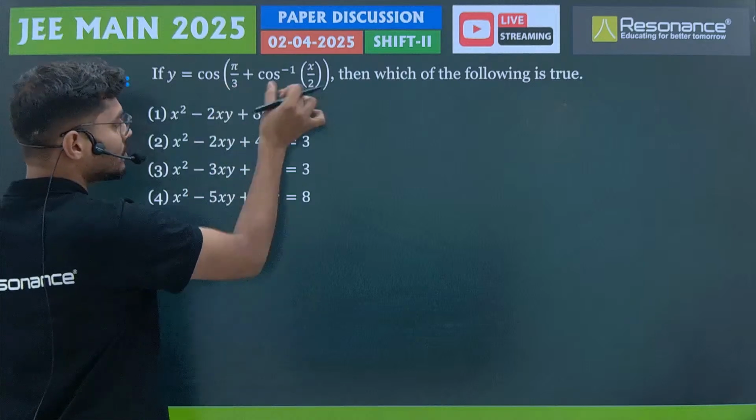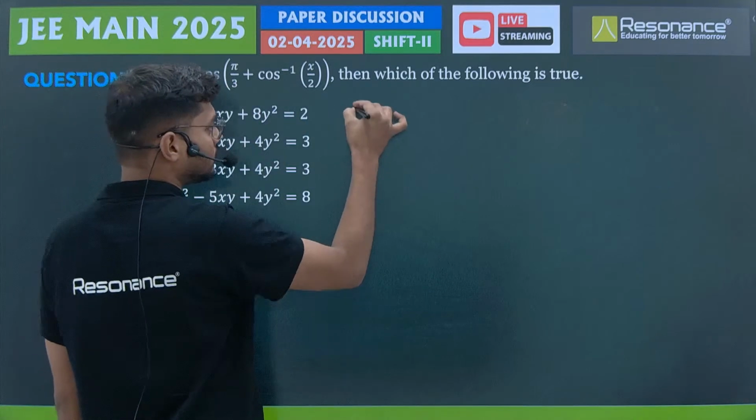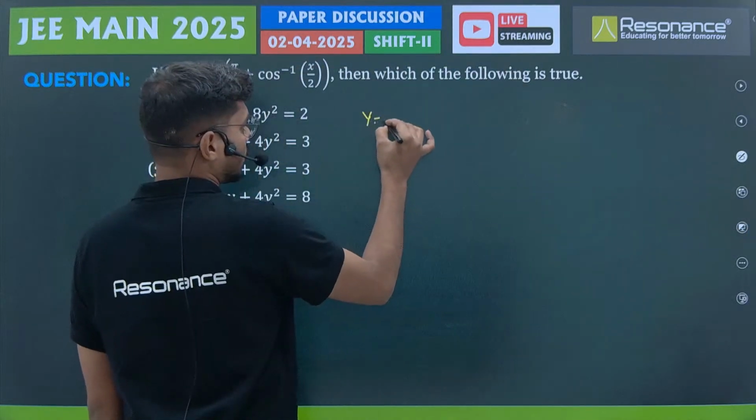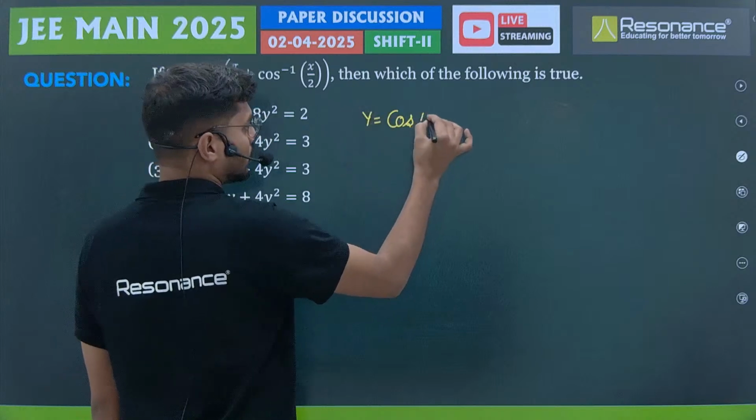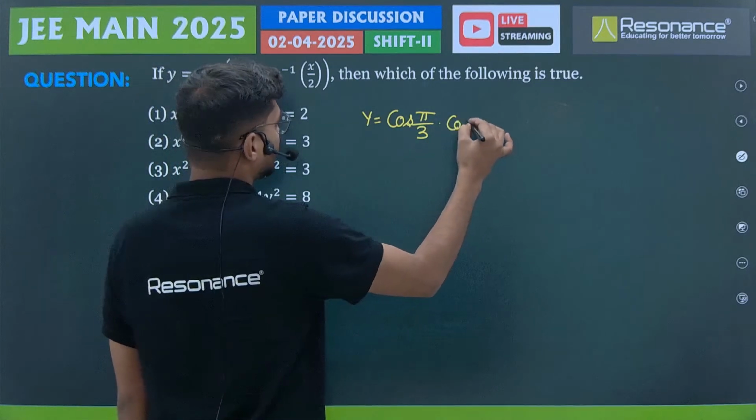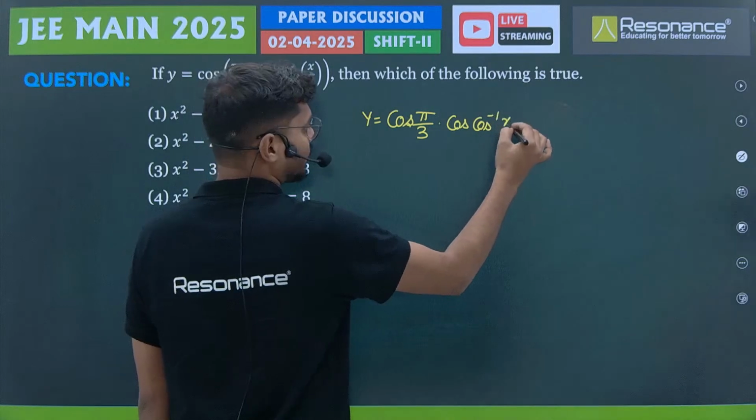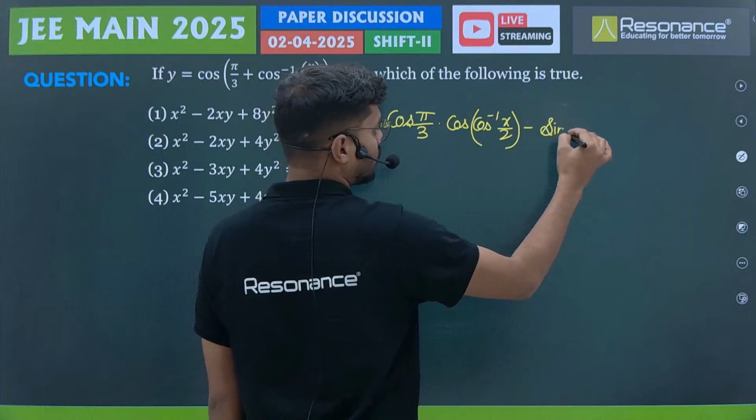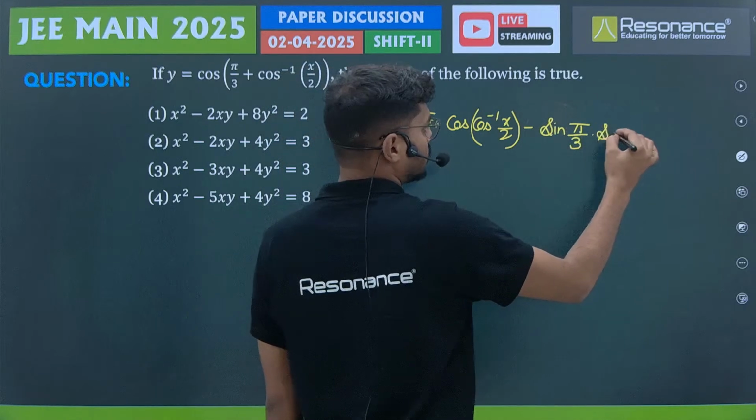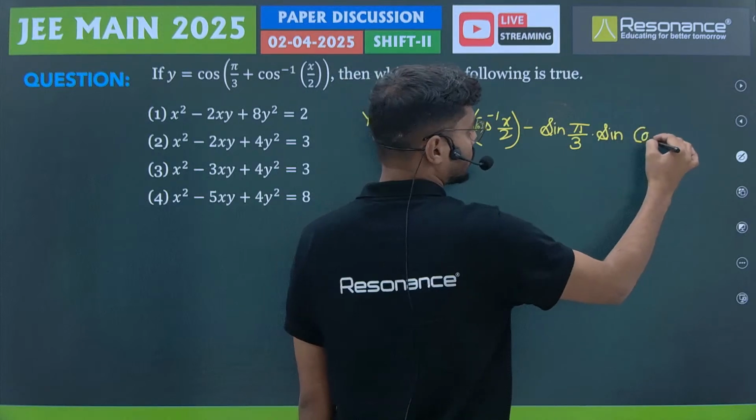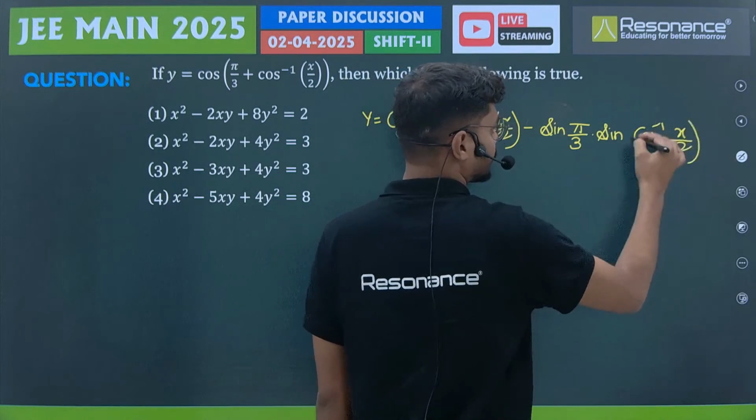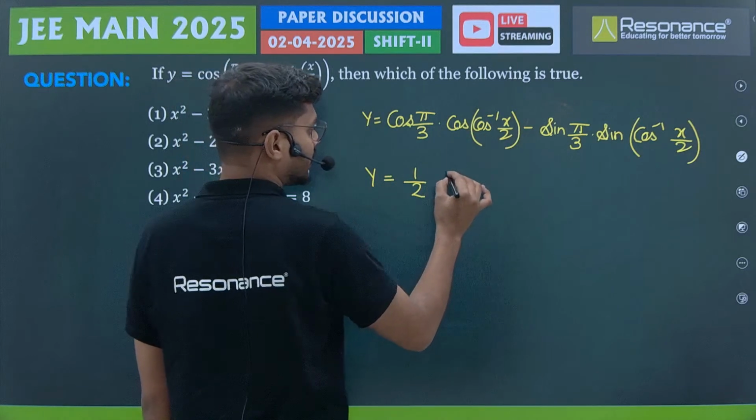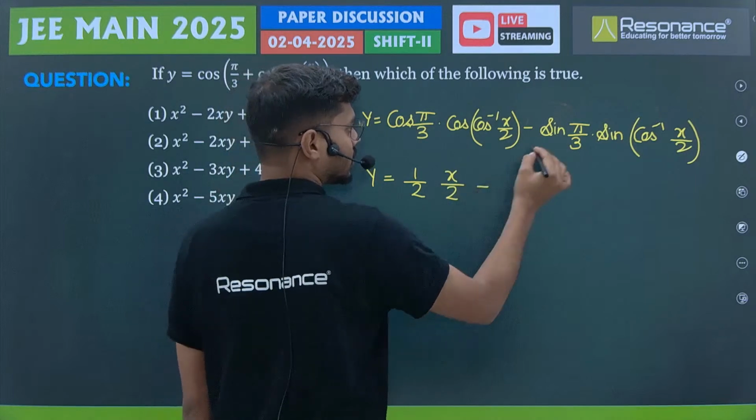What is the cos A plus B formula? Can I say that y equals cos of A into cos of cos inverse x by 2 minus sine of pi by 3 into sine of cos inverse x by 2. So what is cos 60 degrees? 1 by 2. Cos and cos inverse cancel out, giving x by 2, minus root 3 by 2.